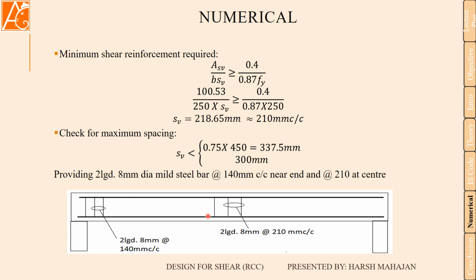Then the last check will be maximum spacing. It should be less than 0.75 of depth for vertical stirrups, which is 337.5, or 300 mm, whichever is less. So our 210 mm is meeting this criterion. So I am going to provide two-legged 8 mm diameter mild steel bars at the rate of 140 mm center to center at the end, and at the rate of 210 center to center at the center. So this is how you design shear reinforcement for a beam.